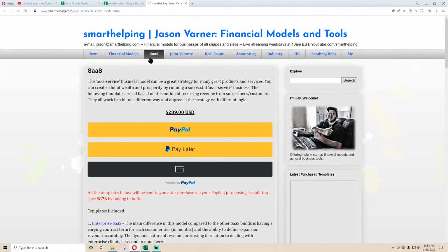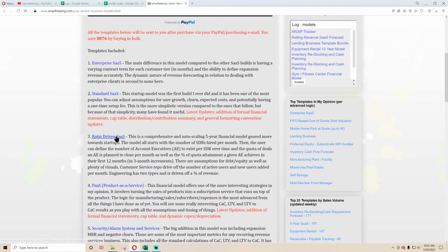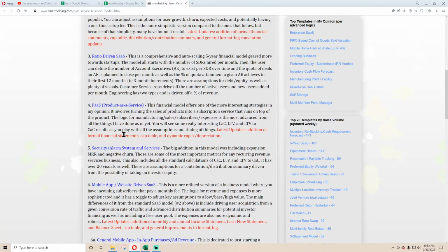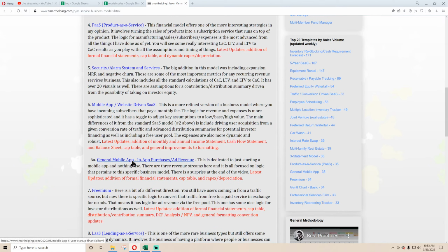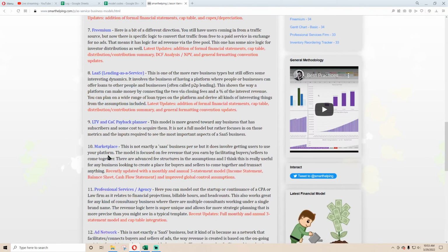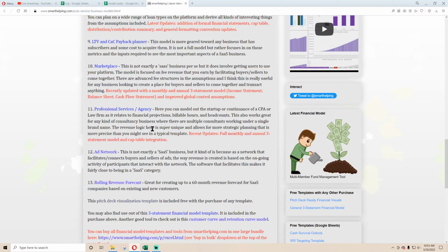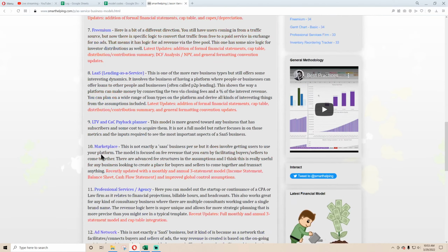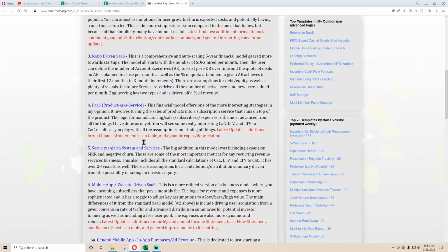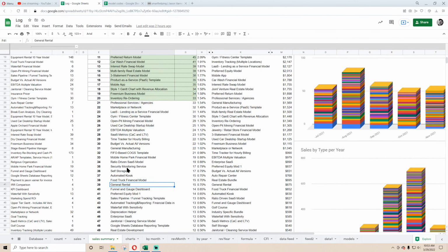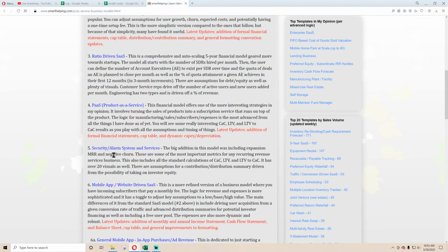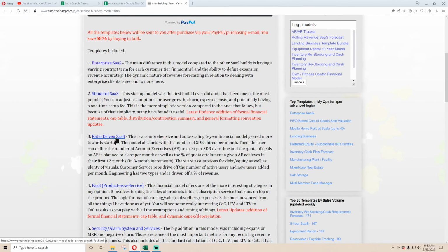And SaaS, this is again what we did today was upgrade number 3. And from these SaaS models, we've upgraded this one. We just did this one. Product as a service was done. Mobile app, general mobile app, freemium, lending as a service, marketplace, professional services. So we've done a lot of these. We still have to do ad network, security services, alarm services. I think that's what I said we're doing next, right? Yeah, security monitoring services. That's the next one we're doing next week, number 5. And then this is done today. And then enterprise SaaS will be a good one to do as well.